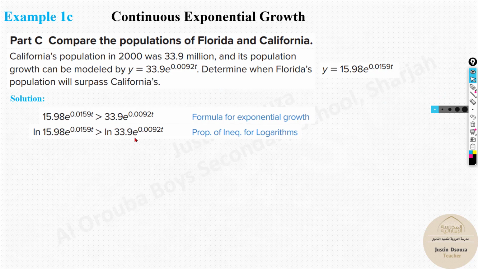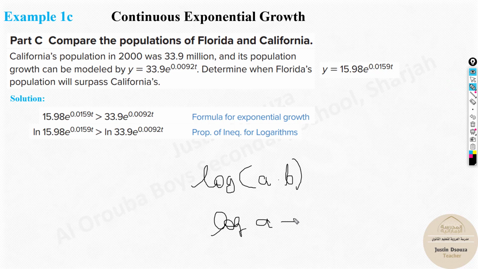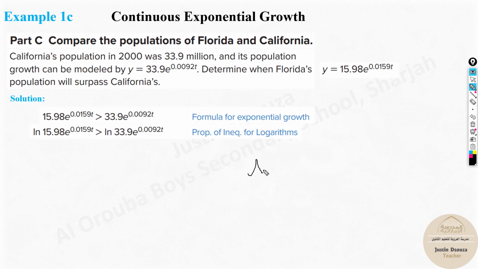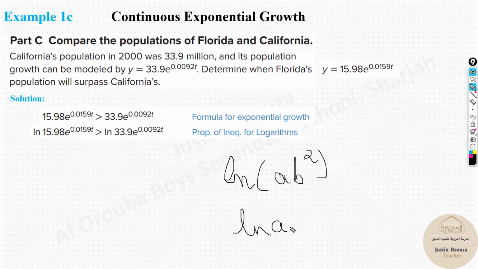Now here what happens? One important thing, I have to recall some properties of logarithms. What happens if you have log of a into b? It is log a plus log b. I hope you remember we had done this in properties of log. Same way over here, if you have natural logarithm, now we are dealing with ln. If you have a b square, it's the same thing. What's going to happen? It will be ln a plus ln b square. Now same thing is what we will apply over here.